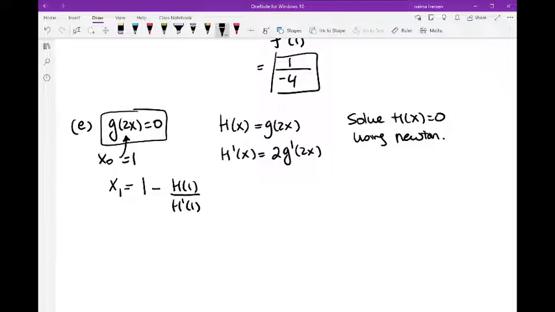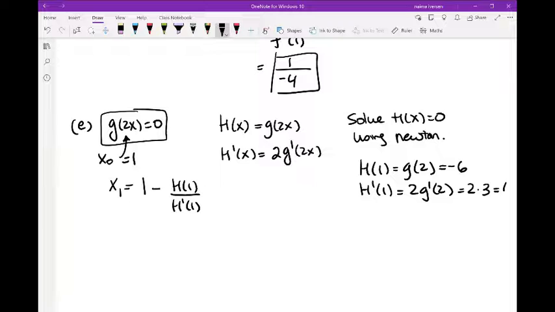So when I take a look at h of 1, it's going to be g of 2. And again, we look at our table for g of 2, and it's going to be -6. H prime of 1 is going to be 2g prime of 2, which is going to be 2 times g prime of 2, which is 3, which is also going to be a 6. So I'm going to get 1 minus -6 over 6, which is 1 plus 1, which is 2.